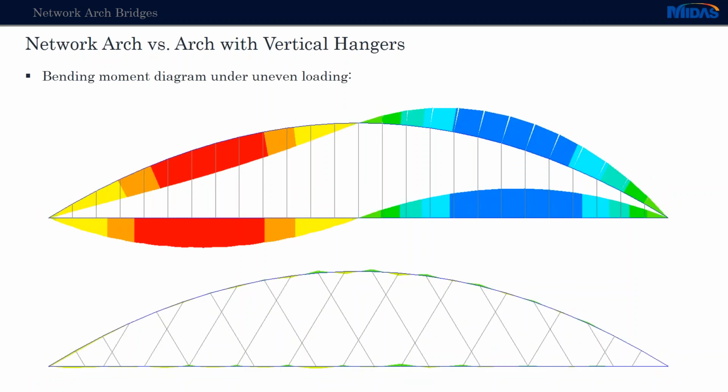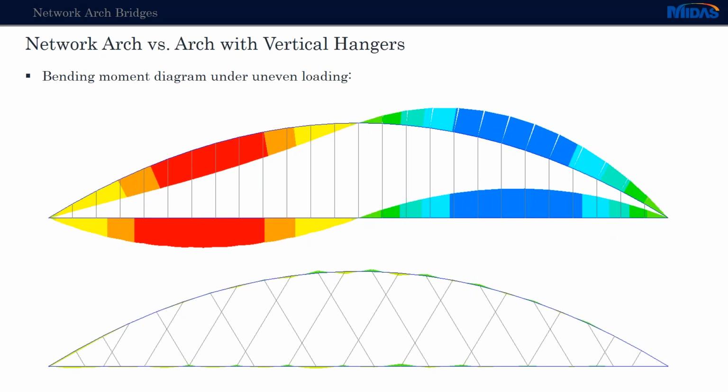Now when it comes to bending moments in the arch and in the tie, for uneven loading we can see the distribution in the vertical hangers. It is very unsymmetric. So half of the arch will work with negative bending moments and the other half with positive bending moments, and the distribution is very different on the two halves. Whereas when we consider network arches, we can see that the distribution of the bending moments is much more even and a much better distribution.